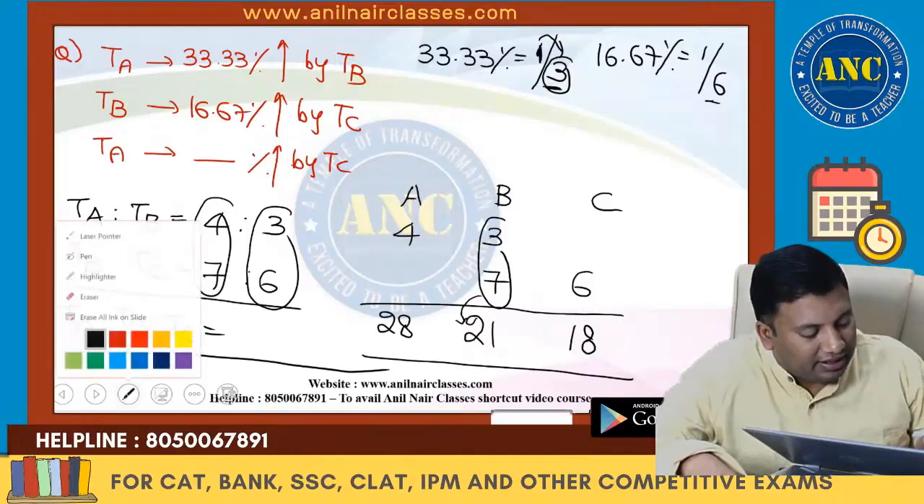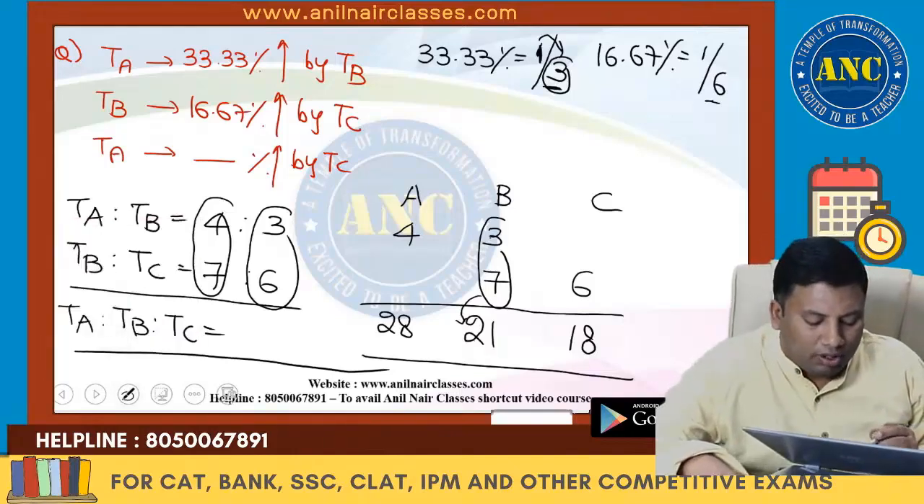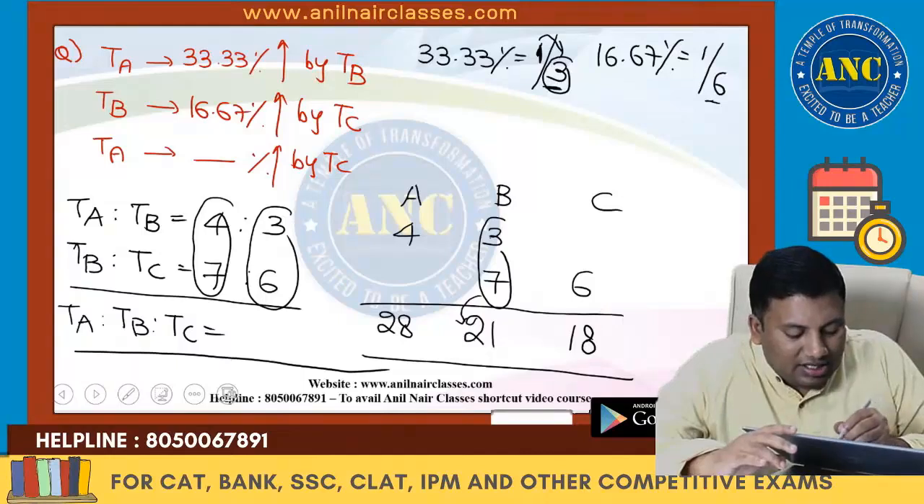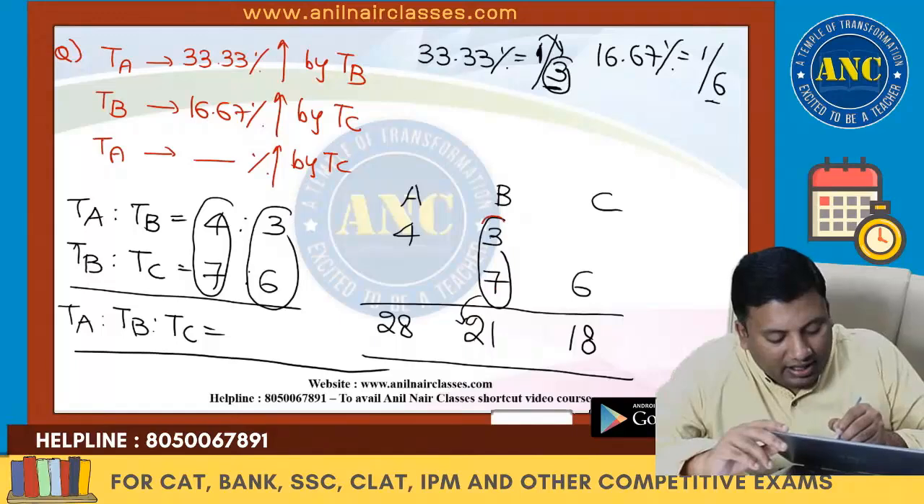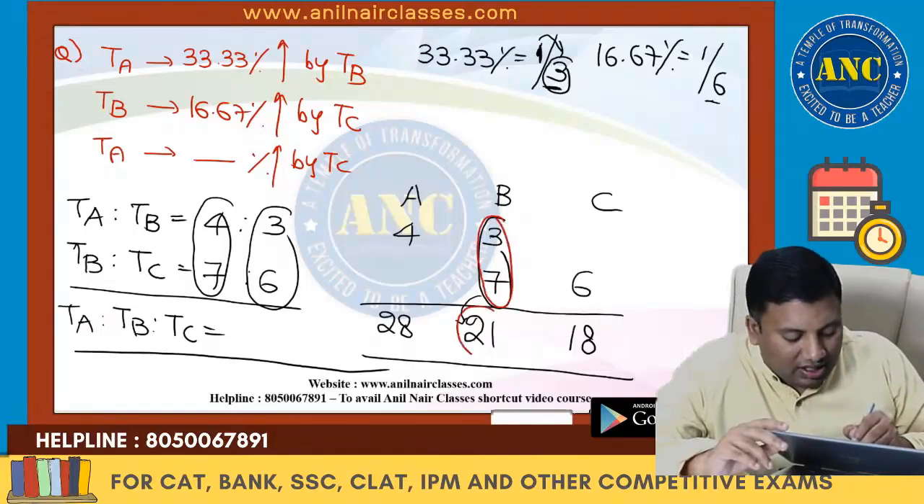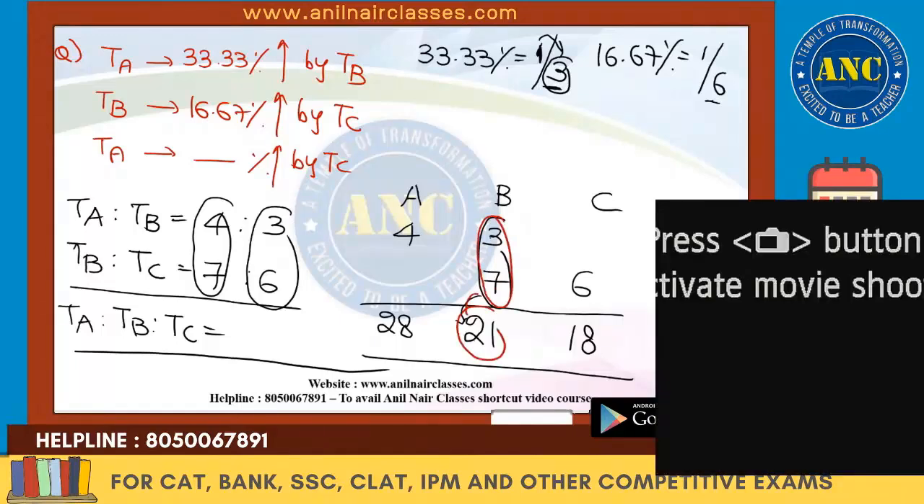Again I am repeating. I'll tell you one more method. A and B, these are 4 and 3. B and C, it is 7 and 6. Make these B's the same. 7 3s are 21. 7 became 21.